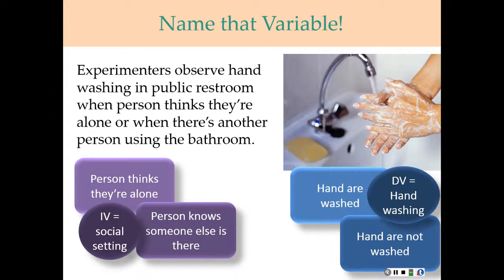So in this study, we would have the times when the participant thinks they're alone and the times when the confederate comes in and makes a bunch of noise and makes it really clear that that person's not alone. And then what we're going to count is how many people wash their hands or not. So the dependent variable, the rate of hand washing, should depend on whether you think you're alone or not.